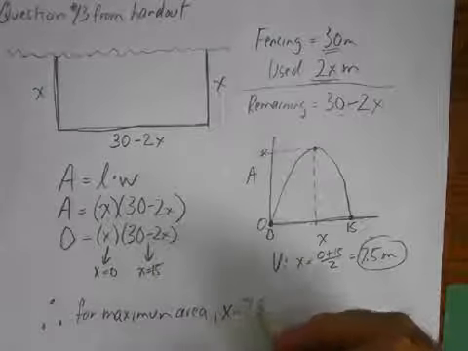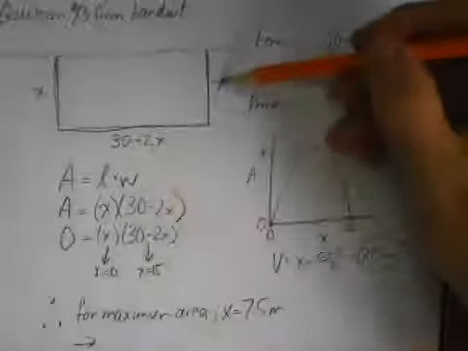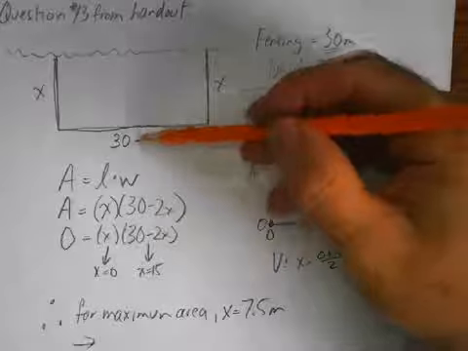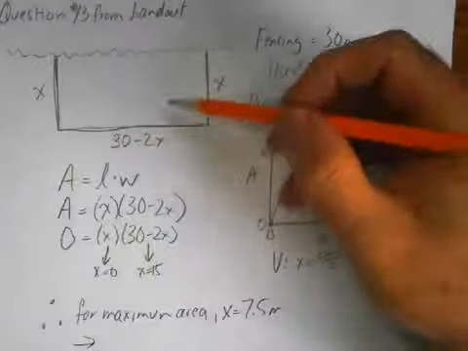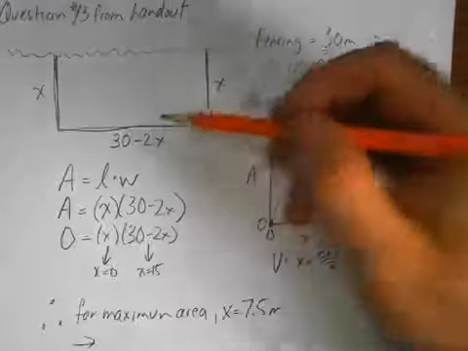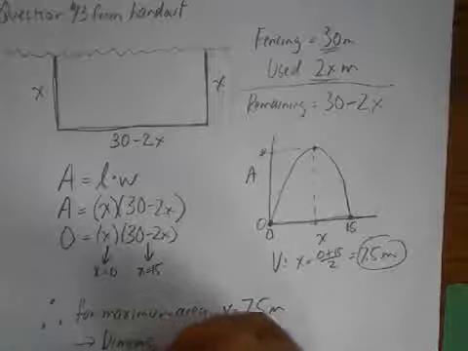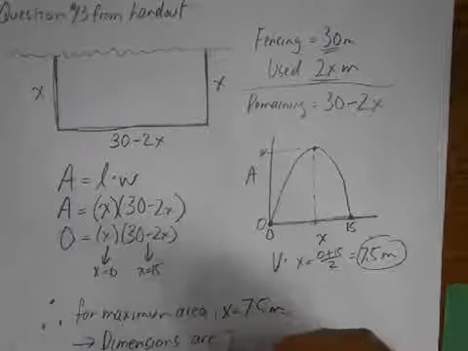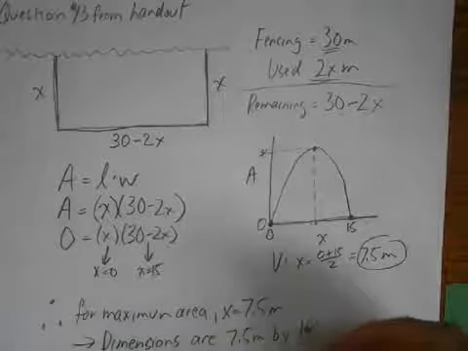x is 7.5 meters, which means, if I go back to the picture, if that's 7.5, well, that's going to be 30 minus 2 times 7.5. This is going to be 15. So the dimensions will be 7.5 by 15. And that's all meters. 7.5 meters by 15 meters.